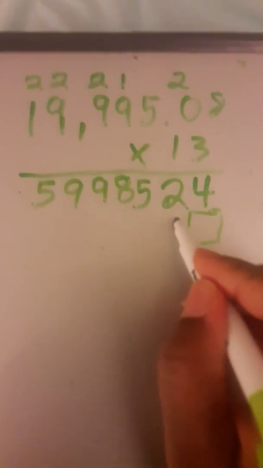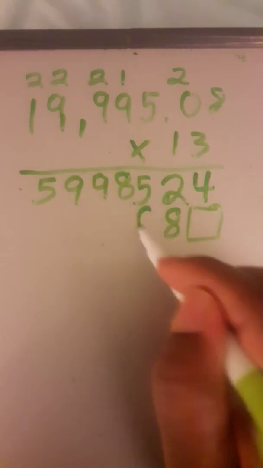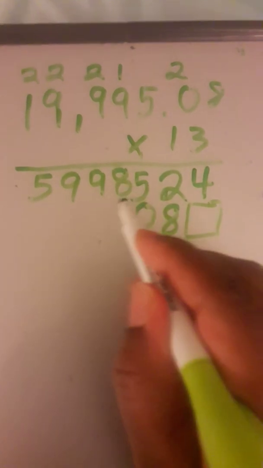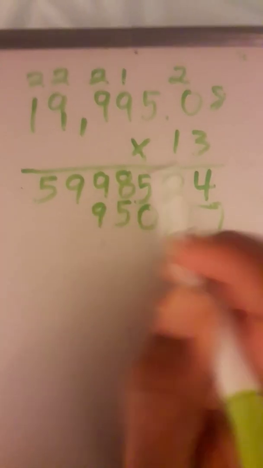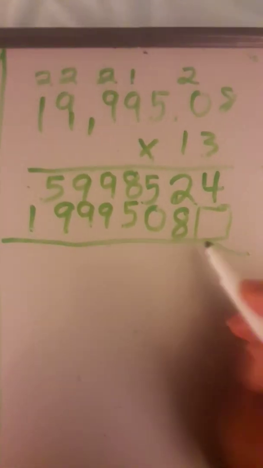Okay, so now what is 1 times 8? 8. What is 1 times 0? 0. What is 1 times 5? 5. What is 1 times 9? 9. What is 1 times 9? 9. What is 1 times 9? 9. What is 1 times 1? 1. And now we add these together.